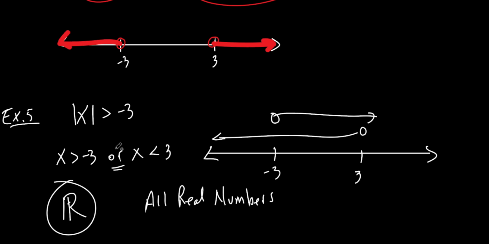Do you understand this? So it's "or". What if it said "and"? Then it would just be the ones that overlap. But with the "or", it could be any of these or it could be any of these, which means it could be any number on the number line.